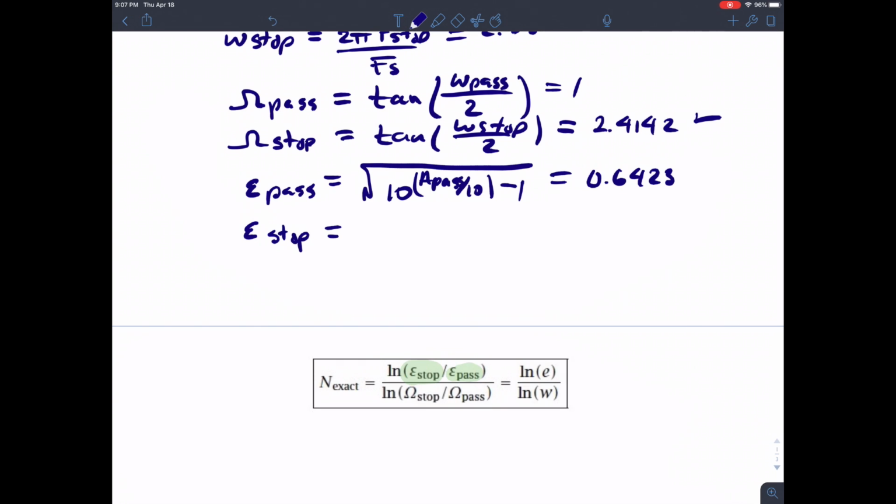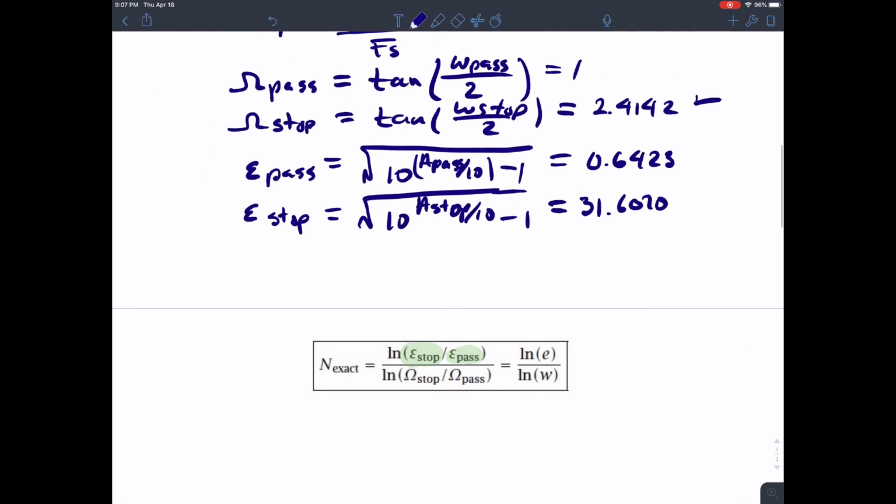Then for epsilon stop, I get the square root of 10 to the A stop over 10, where A stop is 35, minus 1. Taking that square root, the number I get is 31.6070.